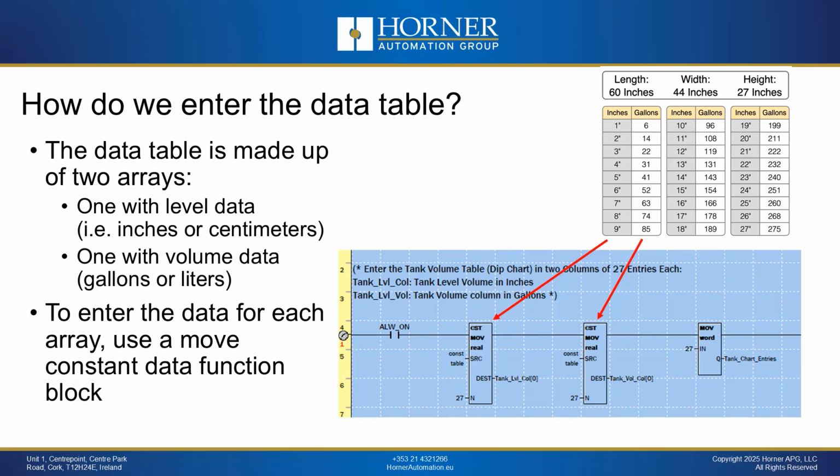You're going to list that in the first constant move. In the second constant move, that is the gallons data, or the volume data. You can see the numbers at the top would need to be entered in order: 6, 1, 4, 2, 2, 3, 1, and so on. The third input that needs to be specified with our user-defined function block is the number of data entries in the chart, in other words, the number of rows. You count those up, and then you enter that as another integer input.